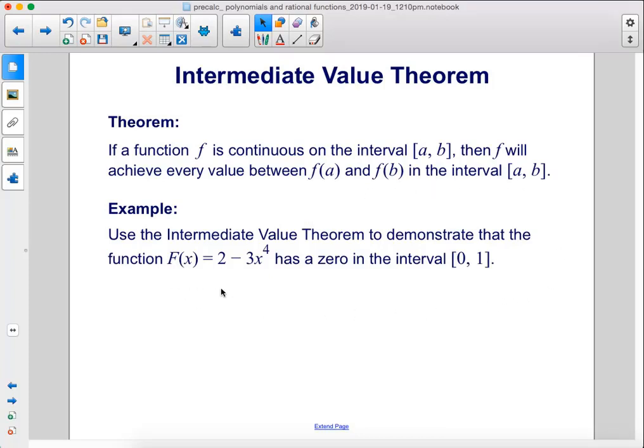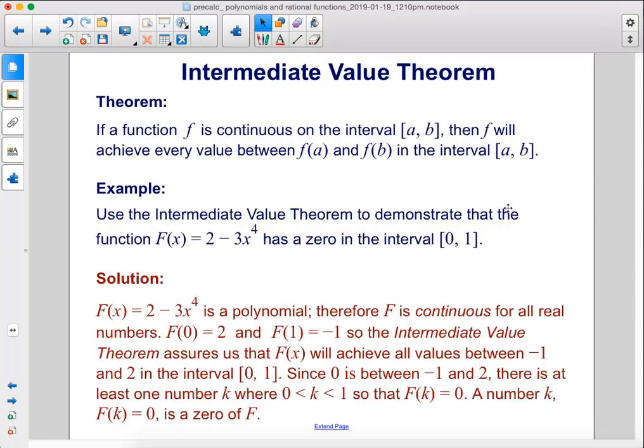For example, use the intermediate value theorem to demonstrate that the function f of x equals 2 minus 3x to the fourth has a 0 in the interval [0, 1]. F of x equals 2 minus 3x to the fourth is a polynomial. Therefore, f is continuous for all real numbers. F of 0 equals 2, and f of 1 equals negative 1. So the intermediate value theorem assures us that f of x will achieve all values between negative 1 and 2 in the interval [0, 1].